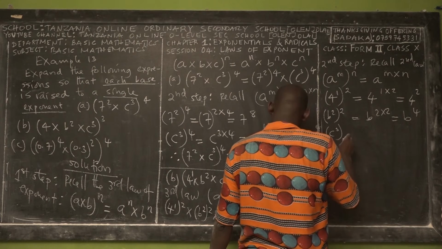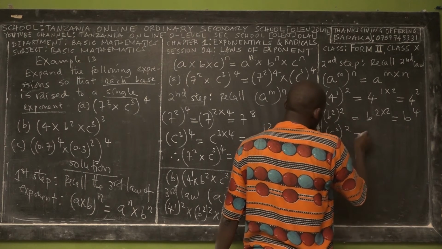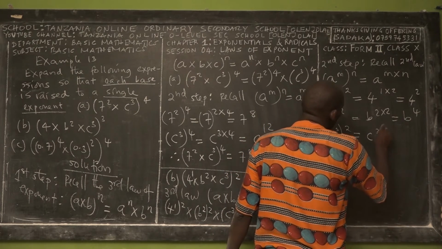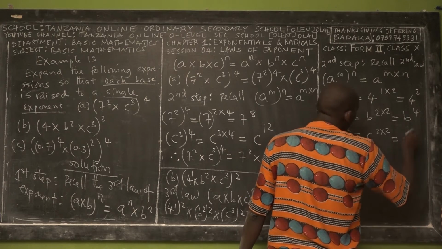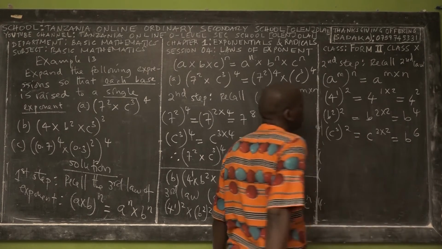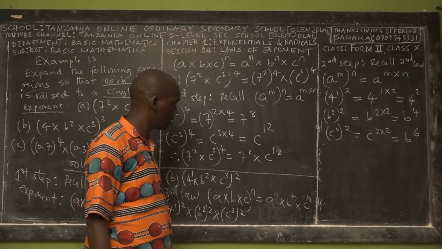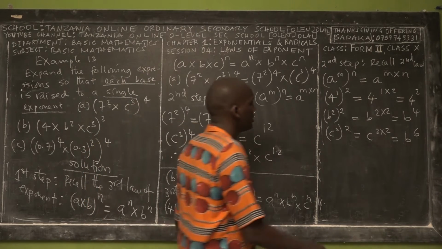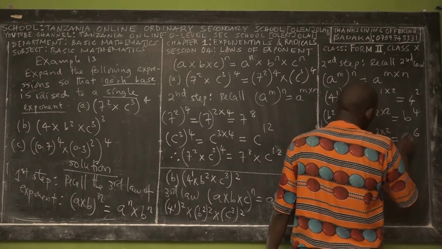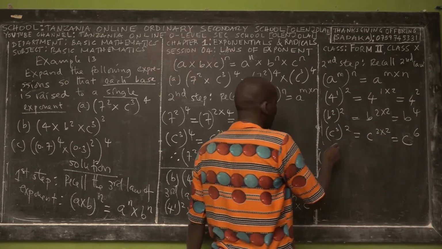The next part is C power 3 power 2, right? Yes. This is equal to C power 3 times 2. The answer is equal to C power 6. Not B, it is C. Thank you very much. It is C power 6, right? Yes.